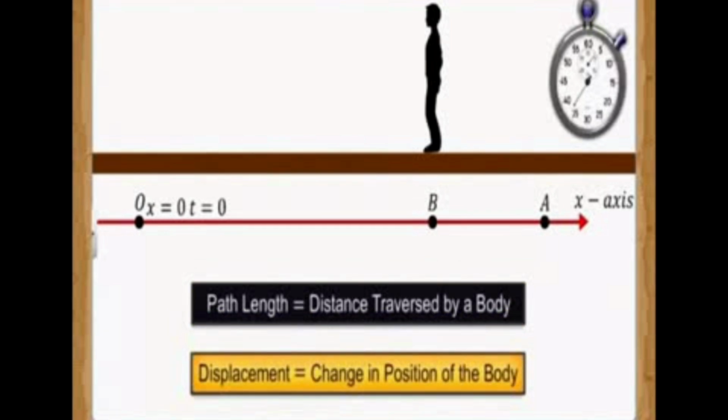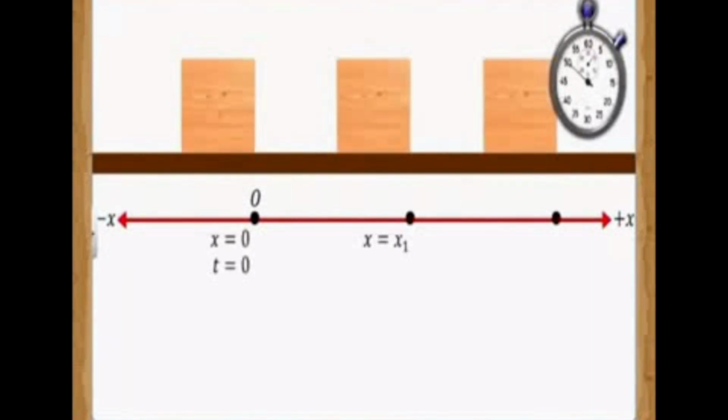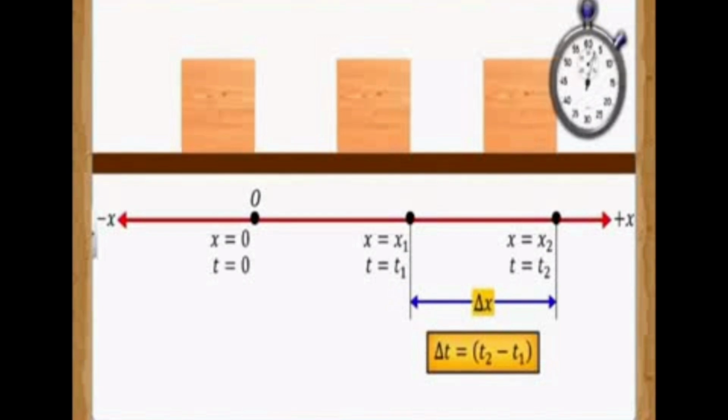Then displacement is the change in position of the body. So here displacement has direction. In path length you are not considering the direction, but in displacement you have to consider the direction. You can see that object has a point of origin O. It is moving to the positions x1 and x2 for the time periods t1 and t2. Initial time is 0. The change in distance is delta x, and the change in time period is t2 minus t1. So using that, we can calculate the displacement.